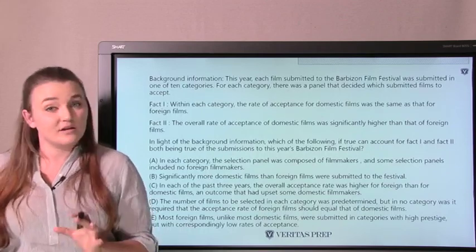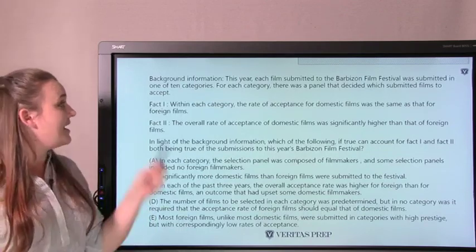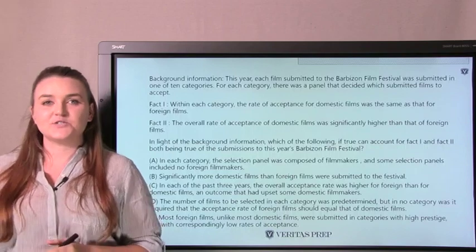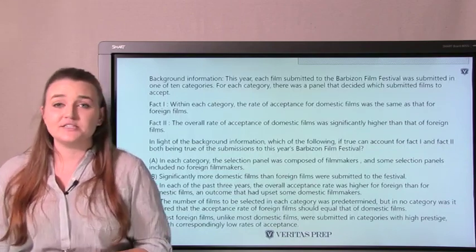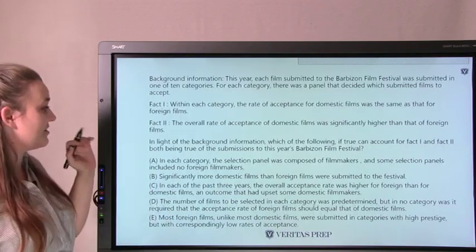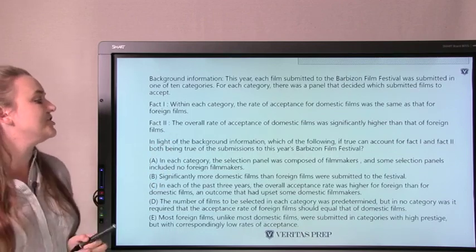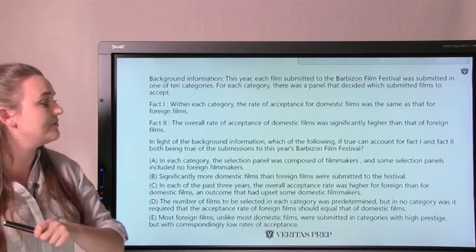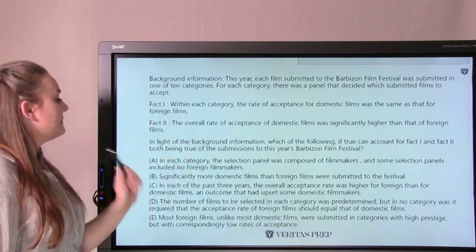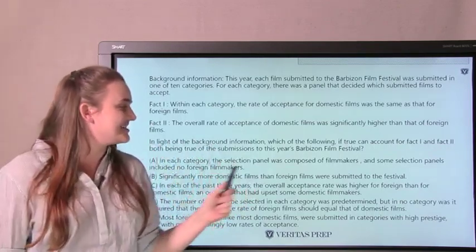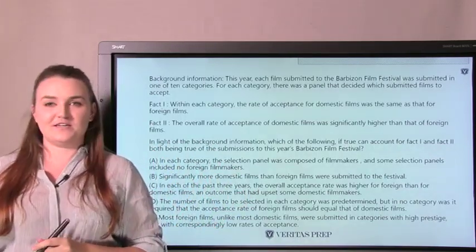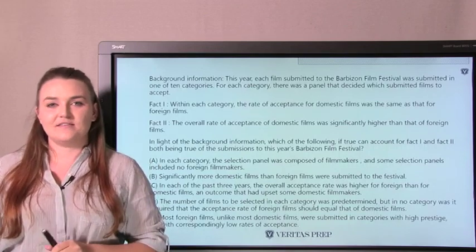And once again, we are looking at an official question, but I want to see how you guys fare on this next one. Once again, I'm going to give you 2 minutes to do so. So go ahead and dig in with, in light of the background information, which of the following, if true, can account for fact 1 and fact 2, both being true of the submissions to this year's Barbizon Film Festival? Go ahead, take 2, and then we will chat about it.